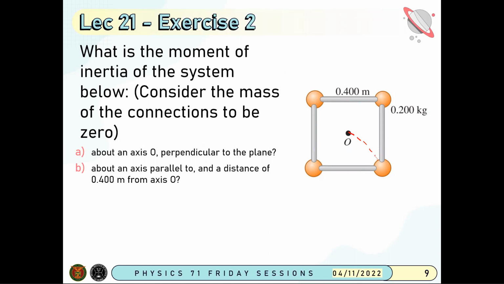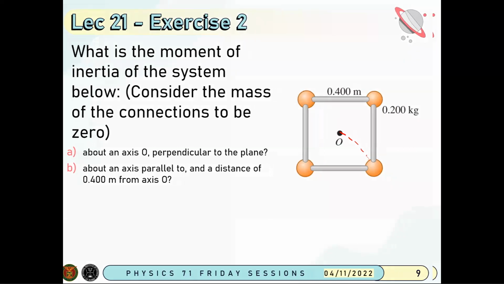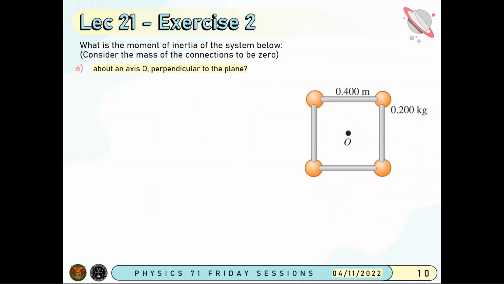Okay. So let's answer A first. About an axis perpendicular. So kung perpendicular to the plane, then ito yung plane. Yan, yung nasa page mismo. So yung perpendicular is yung palabas. How do I draw that? Dito na lang. Yan. Palabas ng plane or palabas ng screen. Yun yung axis of rotation. So, ito ngayon, alam natin mag-rotate siya into that way. Okay. So, ganun yung rotation.